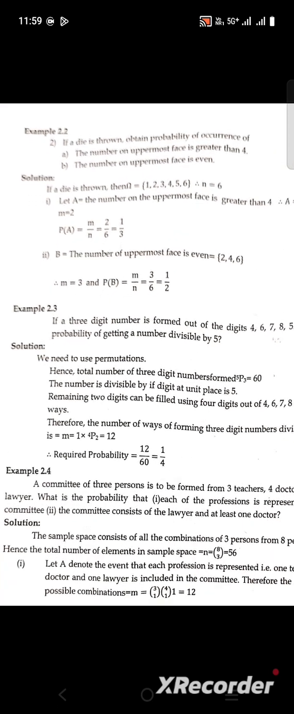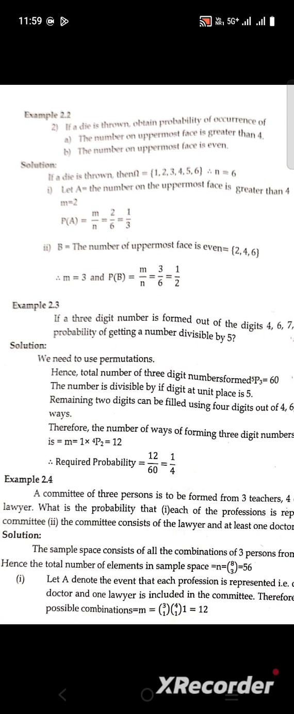Another example: a committee of 3 persons is to be formed from 3 teachers, 4 doctors and 1 lawyer. First, what is the probability that each of the professions is represented in the committee? And second, that the committee consists of the lawyer and at least 1 doctor.